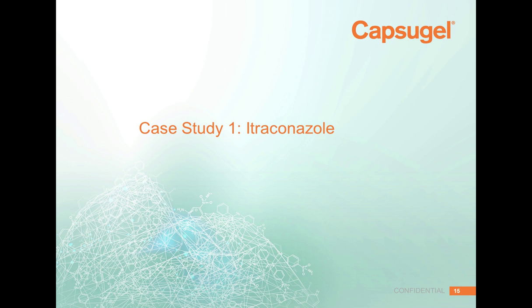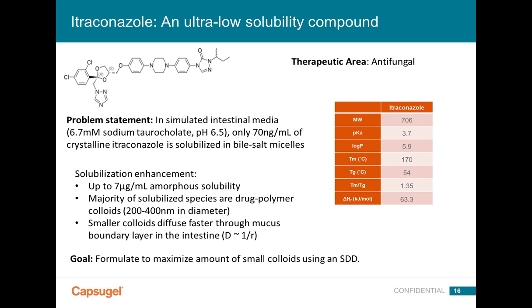And this brings us to our first case study. Itraconazole is an ultra-low solubility compound, occupying that gray space on our formulation map that I mentioned before. Itraconazole's solubility in simulated intestinal media is only 70 nanograms per milliliter, and that would be solubilized primarily in the bile salt micelles that are present in simulated intestinal media. So there's almost no molecular solubility of this drug whatsoever. So our problem statement is essentially entirely solubilization enhancement.